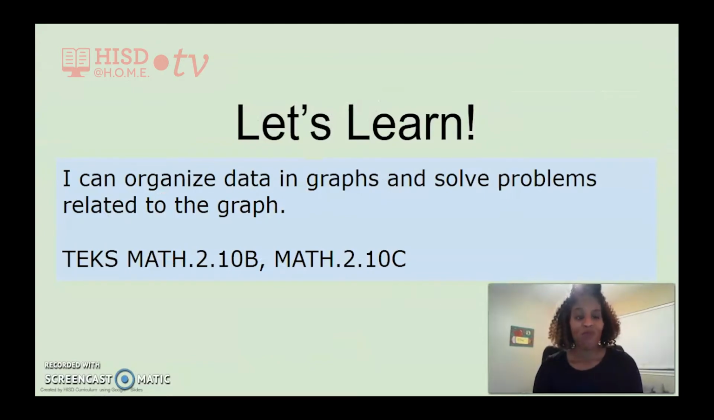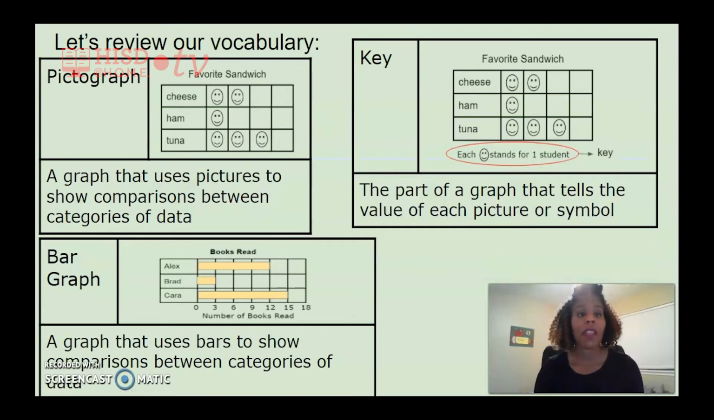Let's learn. Our focus for today is I can organize data in graphs and solve problems related to the graph. Let's go over a few vocabulary words you're going to hear throughout today's learning. I'm going to say the word, and after I say the word, I want you to say it with me. Pictograph. Pictograph. Good job. A pictograph is a graph that uses pictures to show comparisons between categories of data.